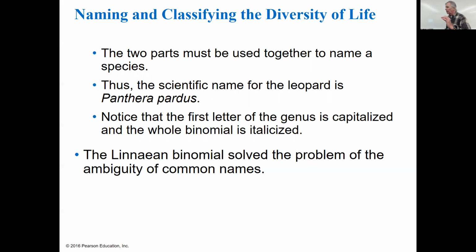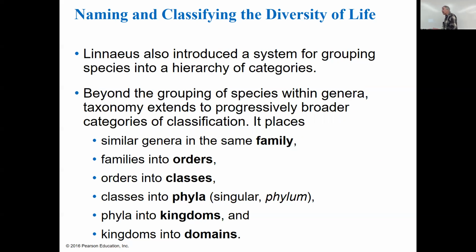Anyway, the two parts must be used together to name a species. Thus, the scientific name for the leopard is Panthera pardus. The first letter of the genus is capitalized, and the whole binomial is italicized. So the Linnaean binomial solved the problem of the ambiguity of common names. Linnaeus also introduced a system for grouping species into a hierarchy of categories. Beyond the grouping of species in general, taxonomy extends to progressively broader categories of classification.